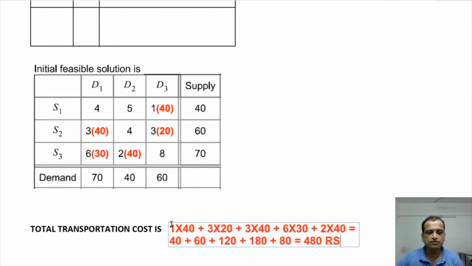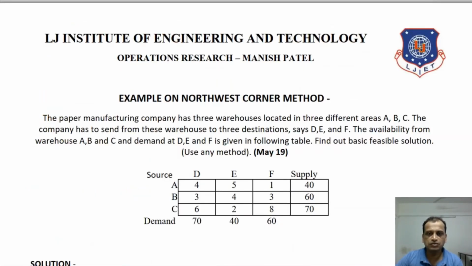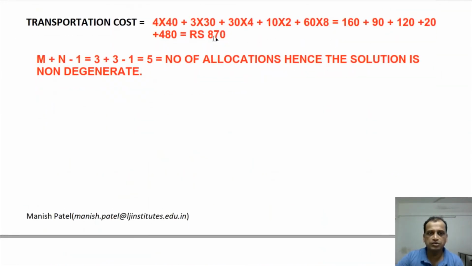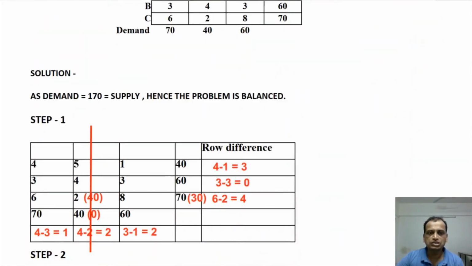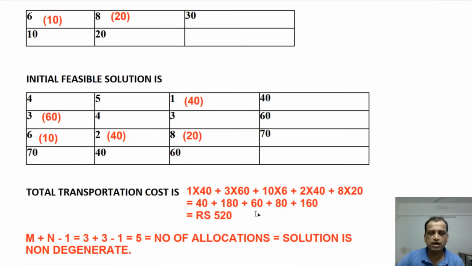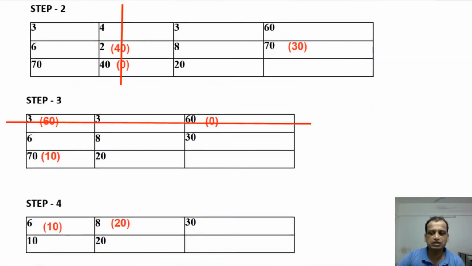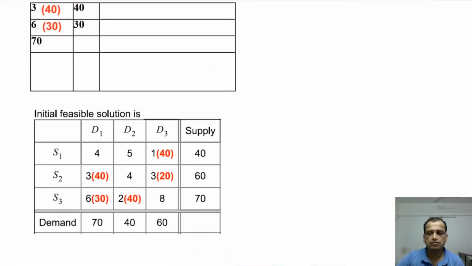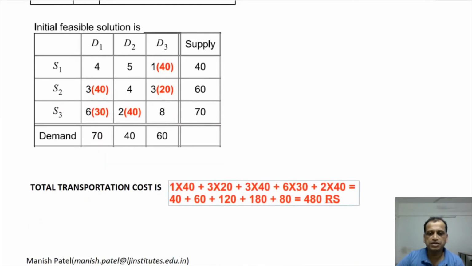Clear? So here if you see, compared to previous results, in northwest corner method, we found out that the answer was 870 rupees transportation cost. In least cost as well, we found out 520 rupees. But the best answer, the minimum transportation cost, we found out in Vogel's approximation method, which is coming out to be 480 rupees. So Vogel's approximation method provides near optimal solution.